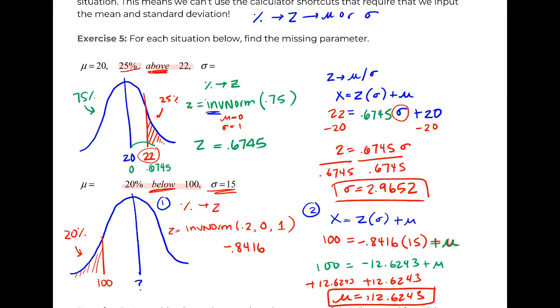So that's the tricky inverse. That's the two ways it can happen. We could either be finding the standard deviation or finding the mean, but the steps are exactly the same. Inverse norm and then the inverse calculation.